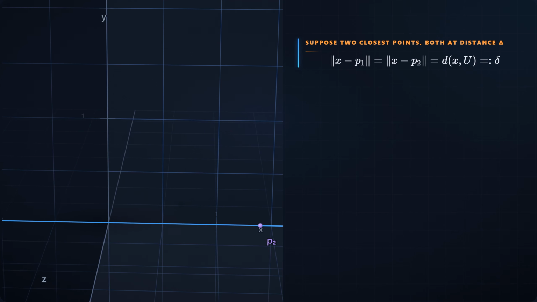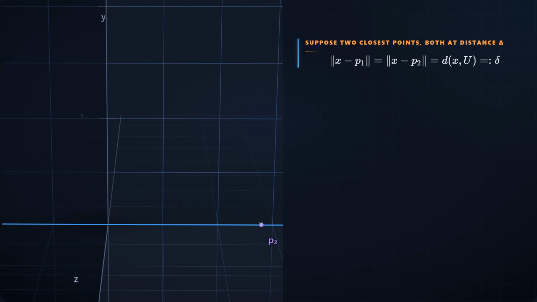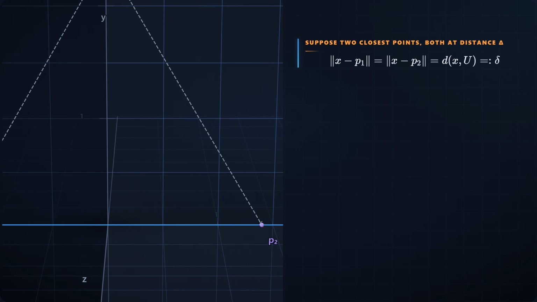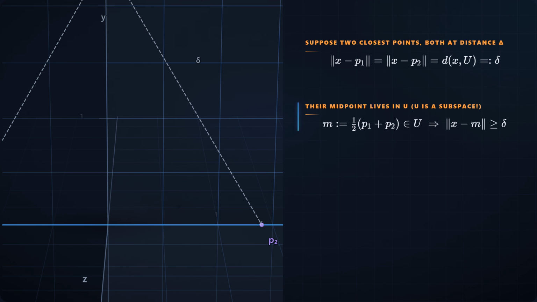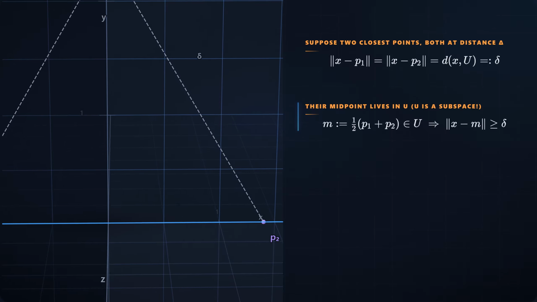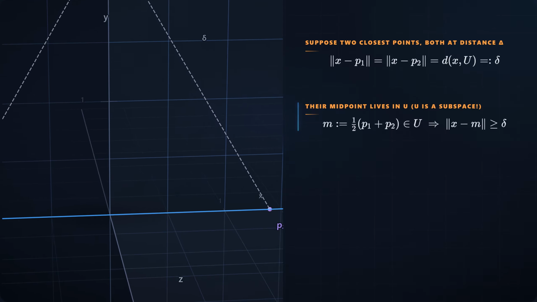On the board, both P1 and P2 are exactly distance delta from X. The two dashed arrows are equal length. Right. Now here's the move. Take their midpoint M, the average of the two. Because U is a subspace, closed under sums and scaling, that midpoint is still inside U. So its distance from X is at least delta, like everything in U. But geometrically, the midpoint looks closer to X than either endpoint. Doesn't that already contradict it?